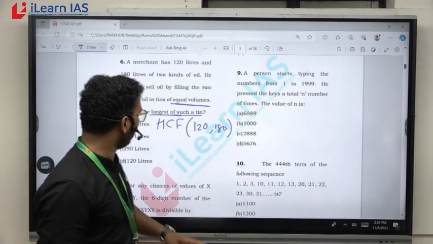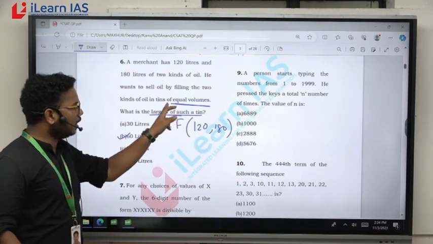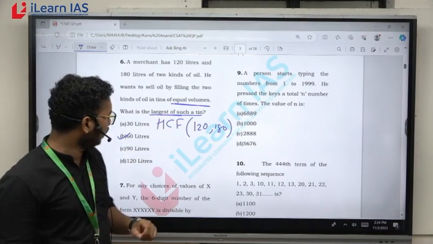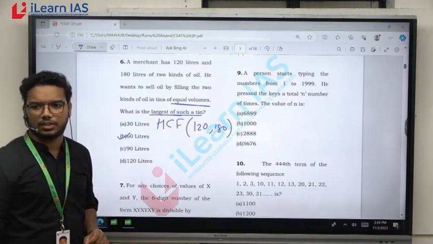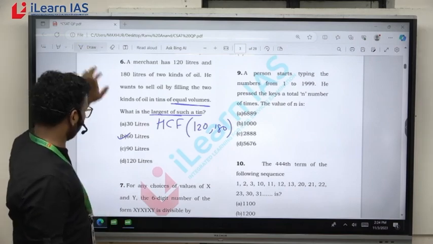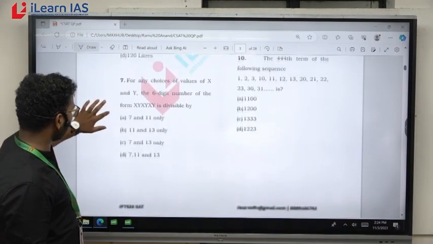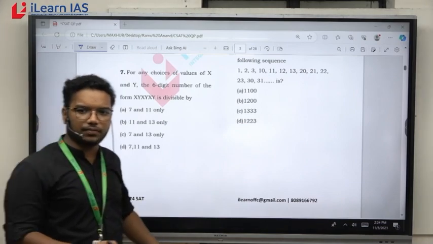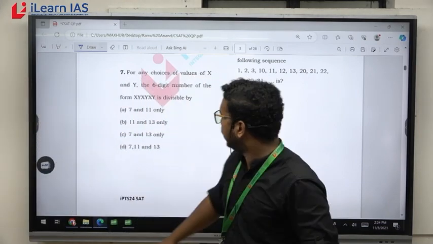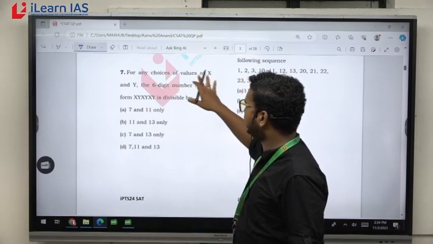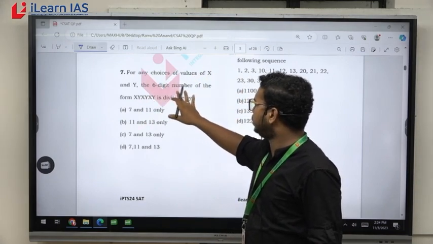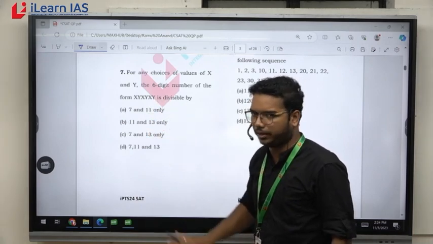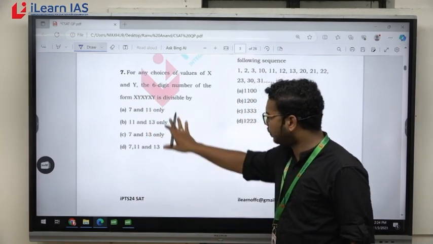So if you are asked to find division between equal volumes and take the largest of such, we need to find the HCF. Clear? Now, next question. This is also inspired from last year's paper. For any choice of values of x and y, the 6-digit number of the form xyxyxy is divisible by which of the following?